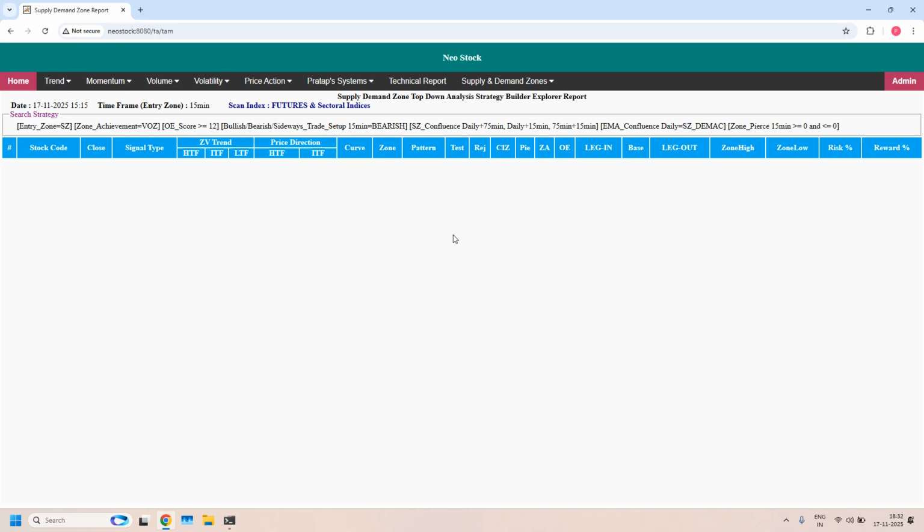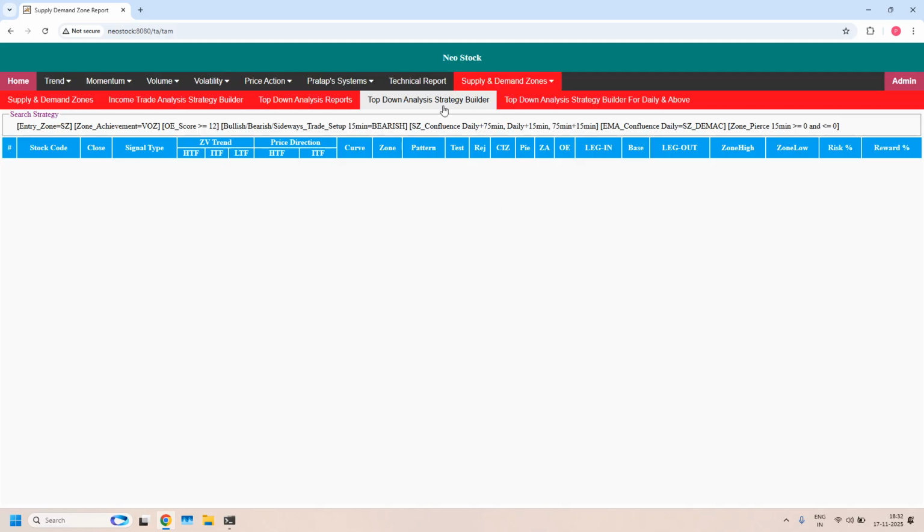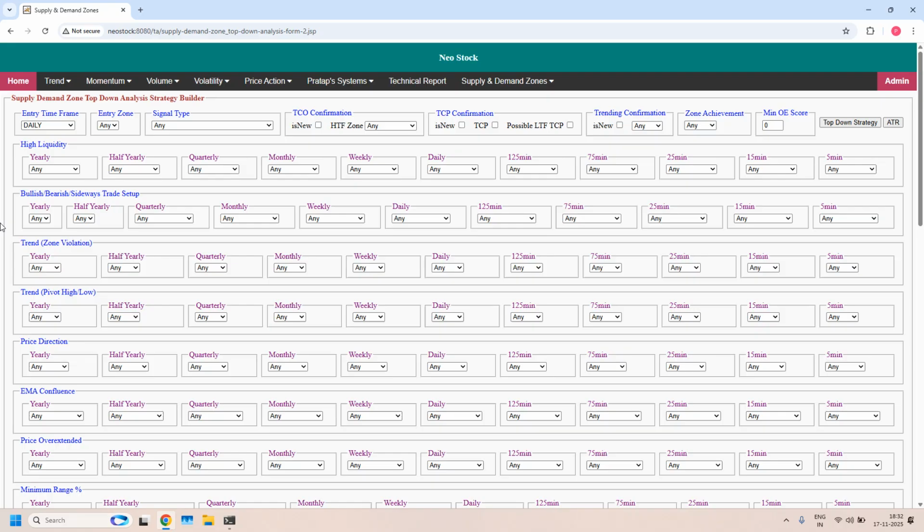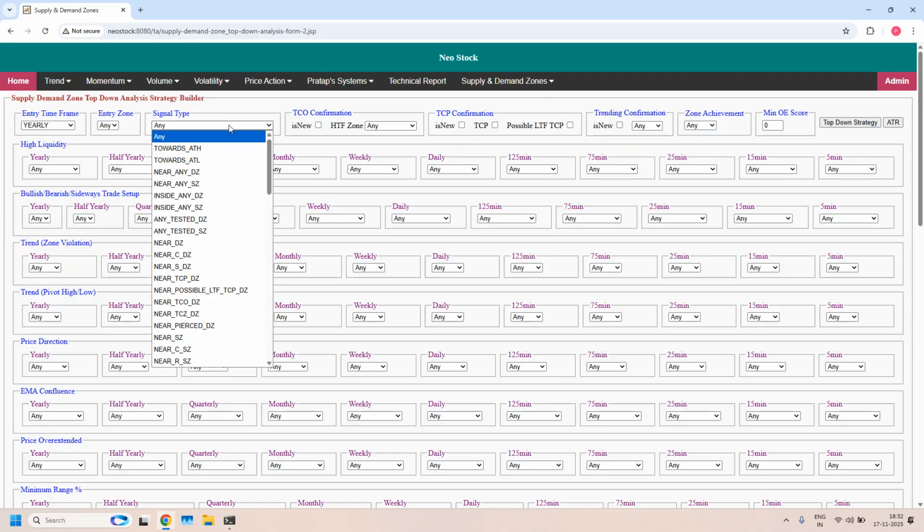So we don't have any high probability trade setup zone as per the second strategy. So this is a bearish trade setup for daily income trade. So we have completed all the 3 income trade reports. Next, I am generating, finding the stocks near demand and supply zone, starting with yearly time frame.